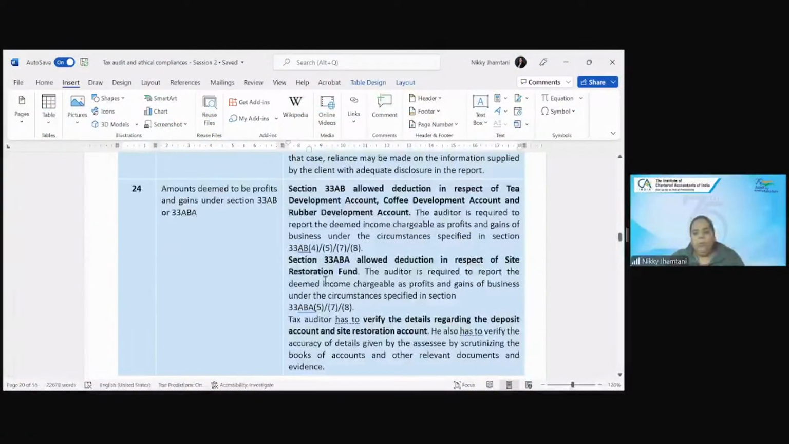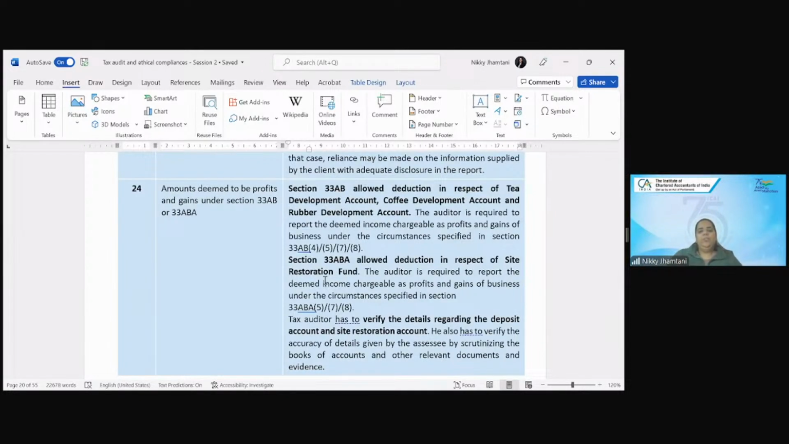Okay, so next clause is clause 24, which deals with amount deemed to be profits and gains under section 33AB or 33ABA. So 33AB allowed deduction in respect of tea development account, coffee development account, and rubber development account. The auditor is required to report the deemed income chargeable as profits and gains of business under the circumstances specified in sections 33AB 4, 5, 7, or 8.